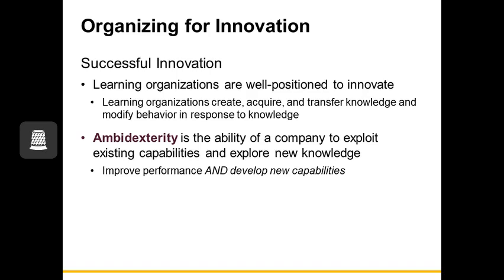An organization that's positioned well to innovate is also going to have a focus on ambidexterity, or the ability to exploit existing capabilities and explore new knowledge. In other words, ambidextrous organizations can improve their performance and develop new capabilities at the same time. The greater your organization can be in terms of ambidexterity, the less you're going to be plagued by the innovator's dilemma.